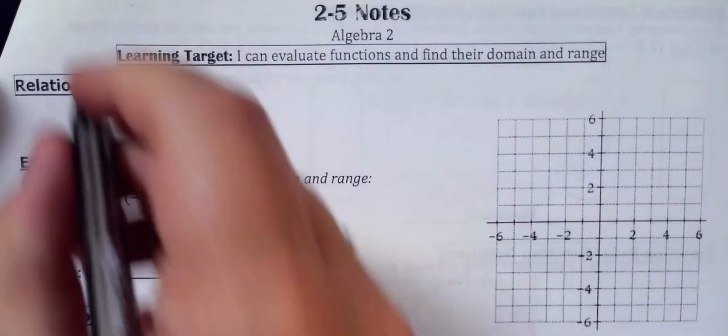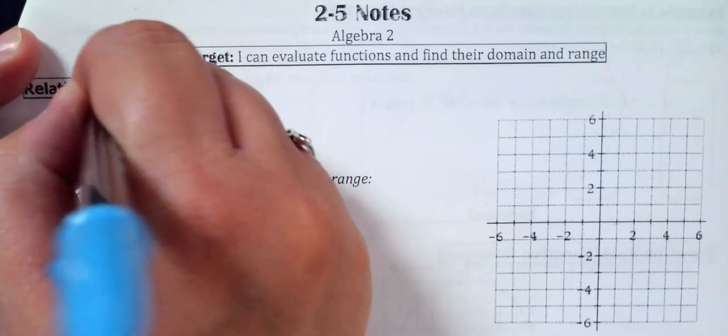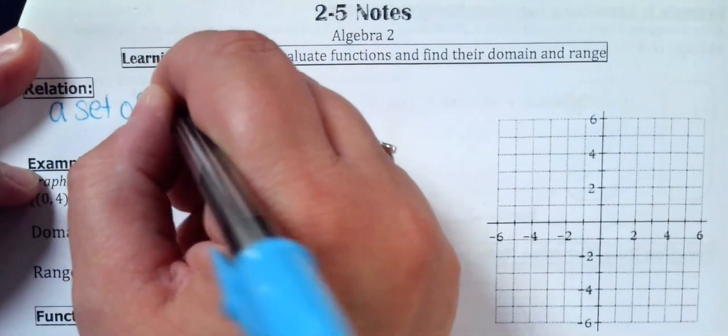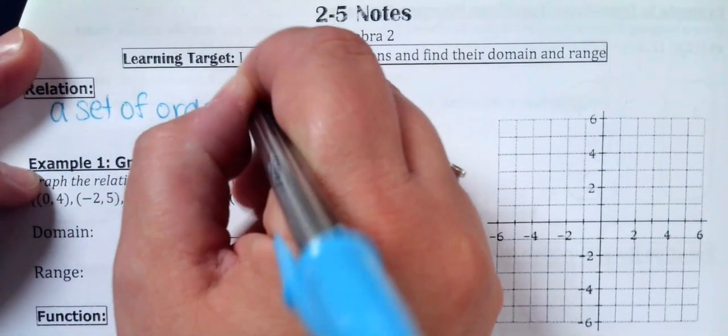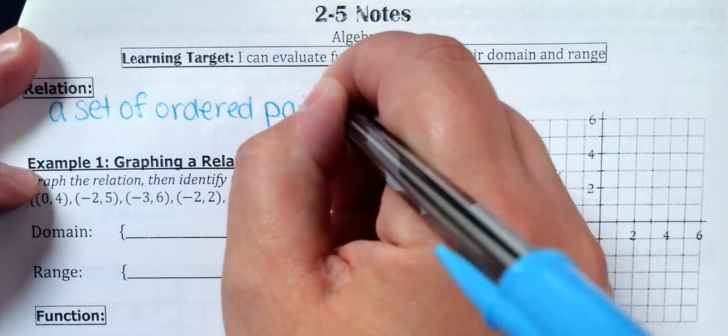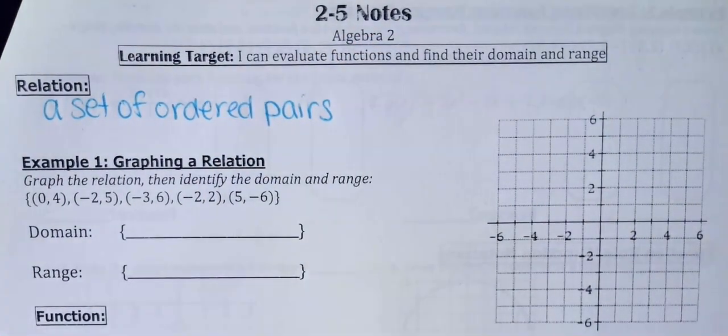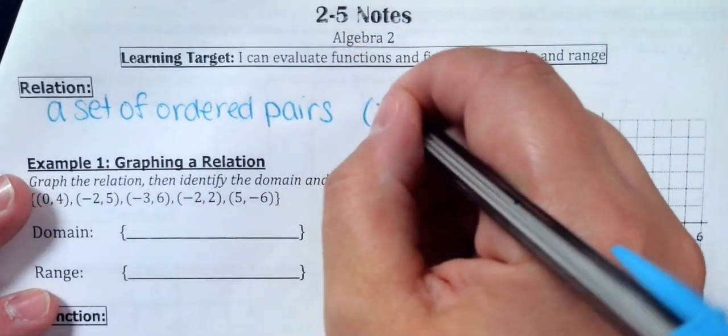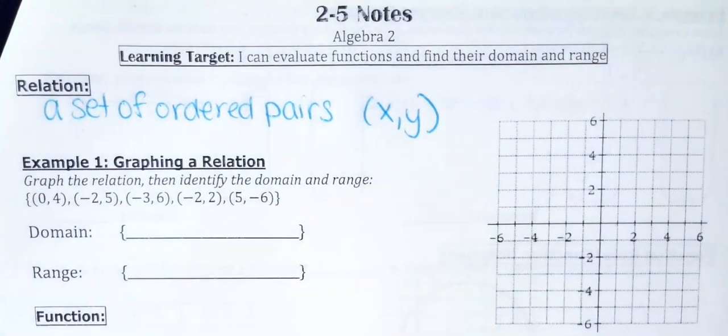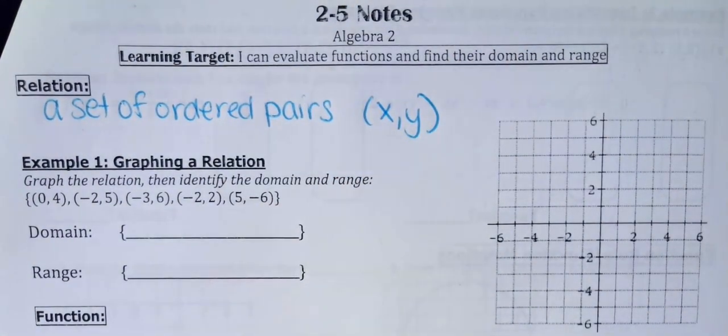All right. So, relation. Literally all this is a set of ordered pairs. No requirements other than that, just a set of ordered pairs. Ordered pairs are just like you would think of coordinates on a graph. Literally just a set of points. It doesn't have any other requirement besides that. So a relation is what we're going to graph in our first example.